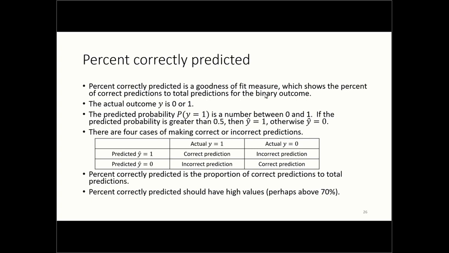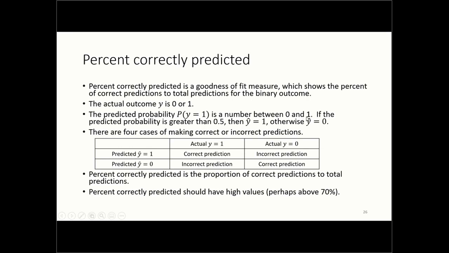A second measure of the goodness of fit is going to be percent correctly predicted for the Probit and Logit model. So percent correctly predicted would be a goodness of fit measure, which shows the percent of correct prediction to total predictions for the binary variable. So here we have the actual outcome y is 0 or 1. So basically either a person is in the labor force or is not in the labor force. So that's the actual outcome.